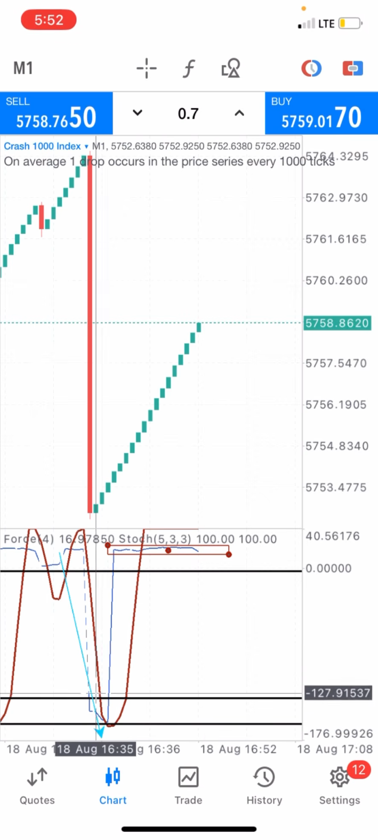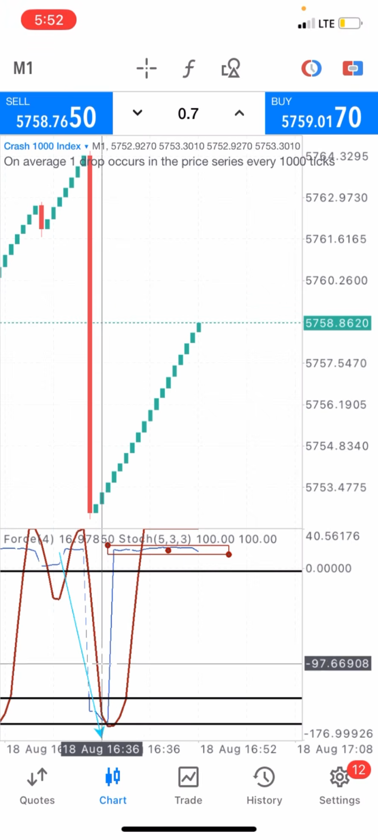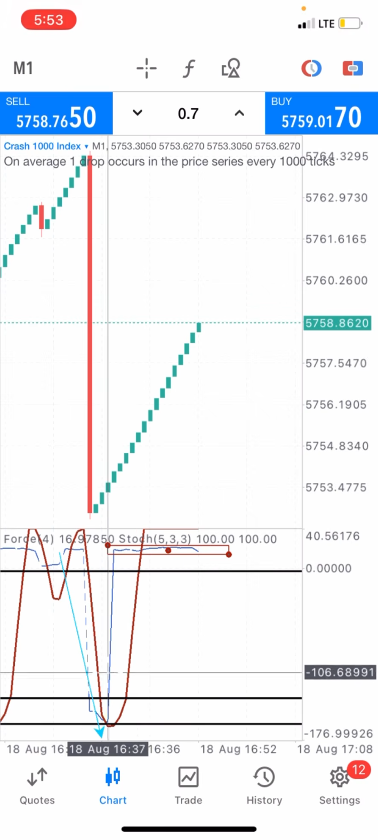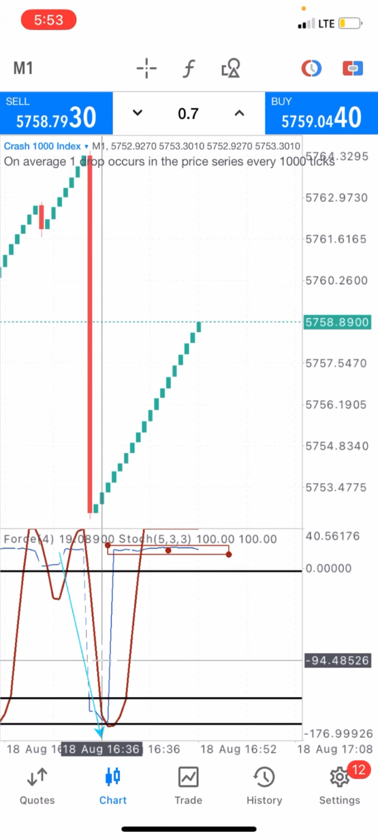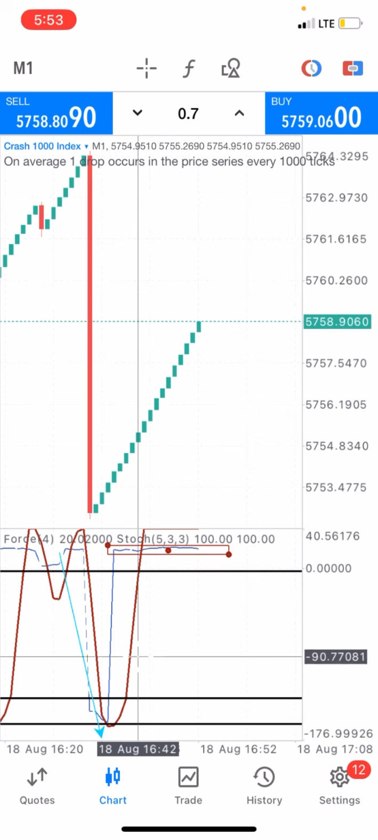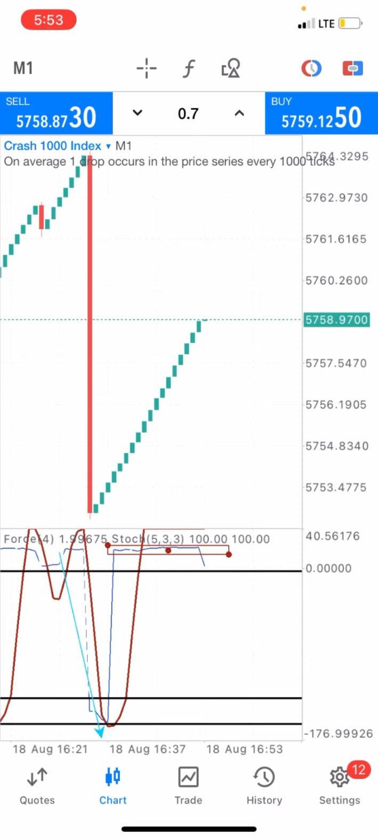I want to see that the two indicators converge around this region, and they are going back up from this region, right? The blue guy is always going to do that first. It's always going to move up first. When it moves up first, the red guy, which is the stochastic oscillator, is going to follow next, right? Once they are pointing towards the upside, and then they cross.